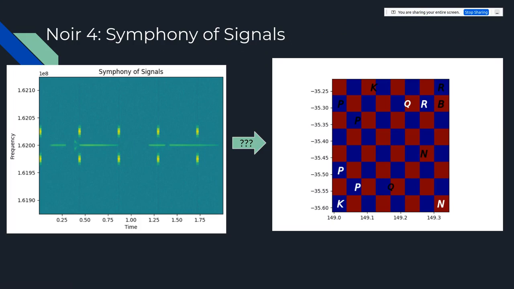Hi, so this is our last challenge, or our last non-meta challenge. We picked it to be in order of difficulty, so it has a few steps. Basically, you're given a signal, and you somehow end up with a chessboard that you have to solve. I'm going to go through how you end up there.